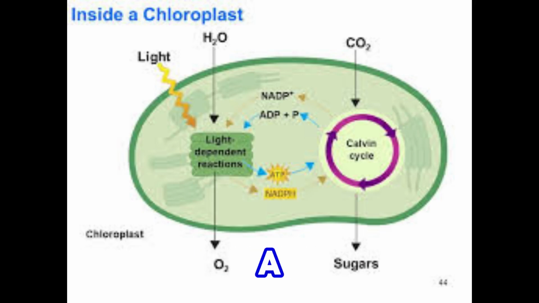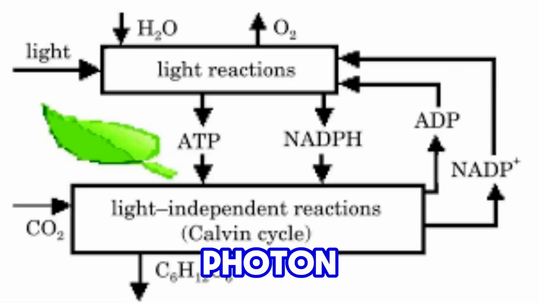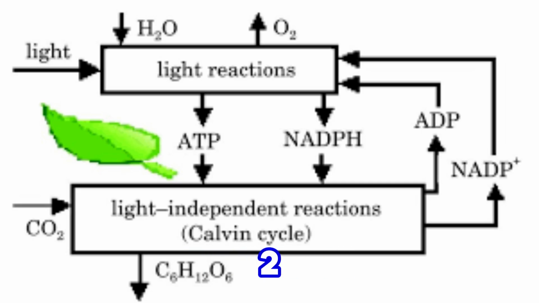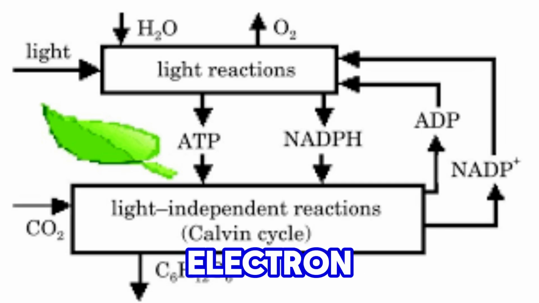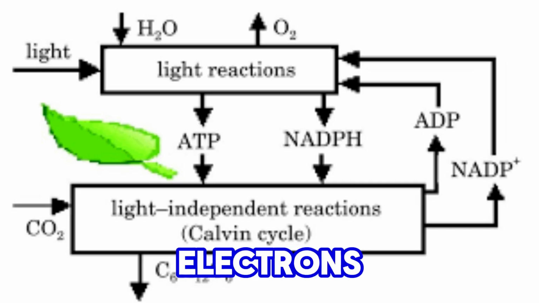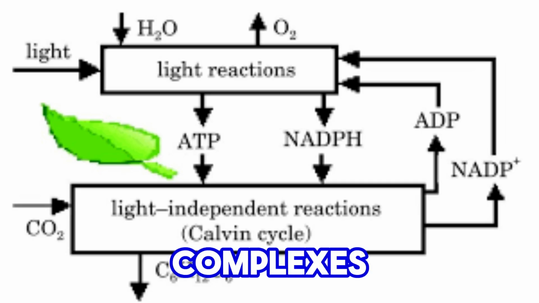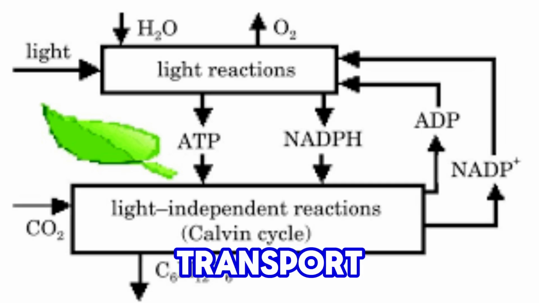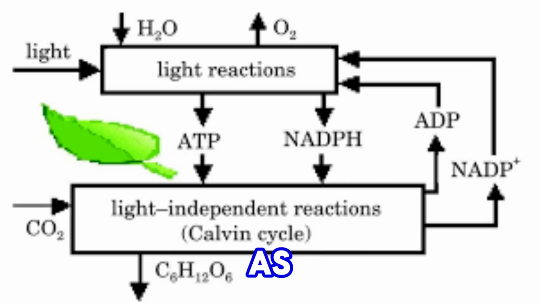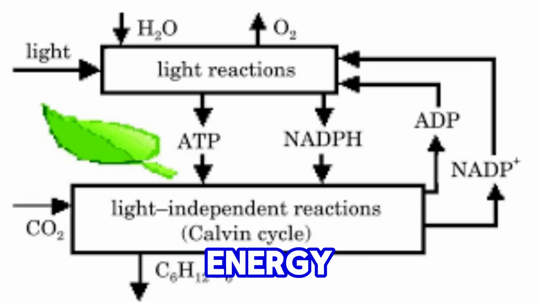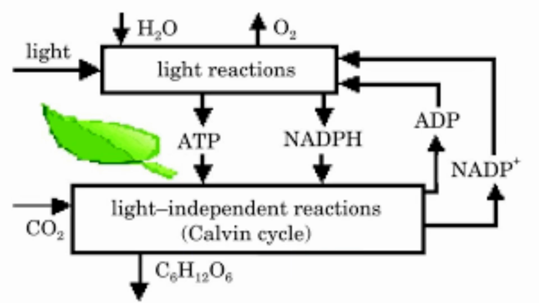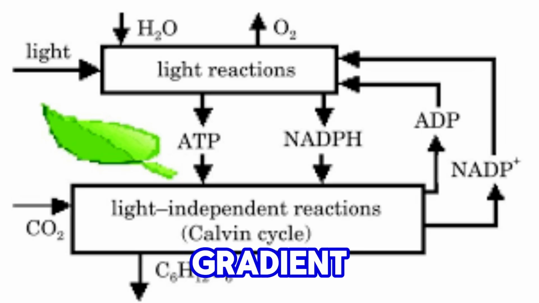Think of it like pushing a ball up a hill. The photon provides the energy needed to move the electron into a higher energy state. Step 2. Electrons move through an electron transport chain. The energized electrons move through a series of protein complexes known as an electron transport chain. As electrons move, their energy is used to help pump protons across the thylakoid membrane. This creates a proton gradient.